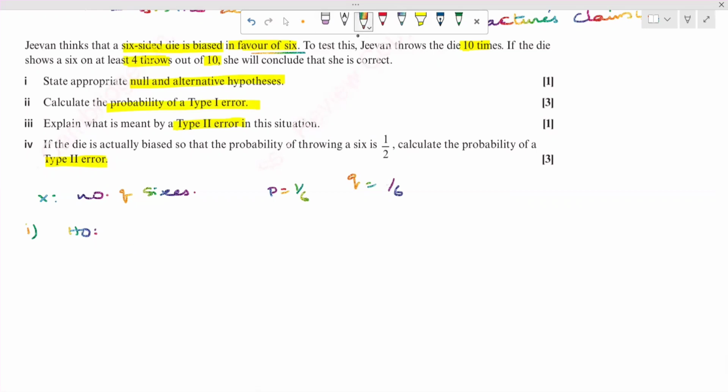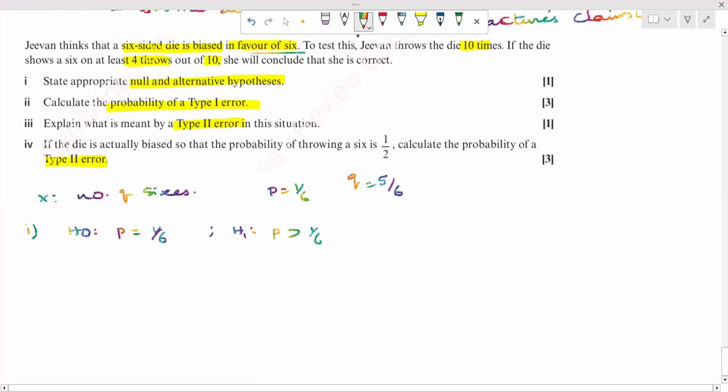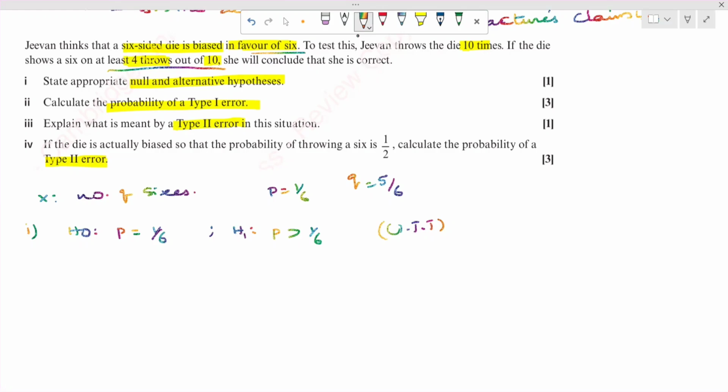Now see here, the null hypothesis will be P is equal to 1 by 6 and the alternate hypothesis will be P greater than 1 by 6. So at least 4 throws out of 10 is given over here, so obviously it is an upper tail test. Okay, now we need to go for the probability of type 1 error.